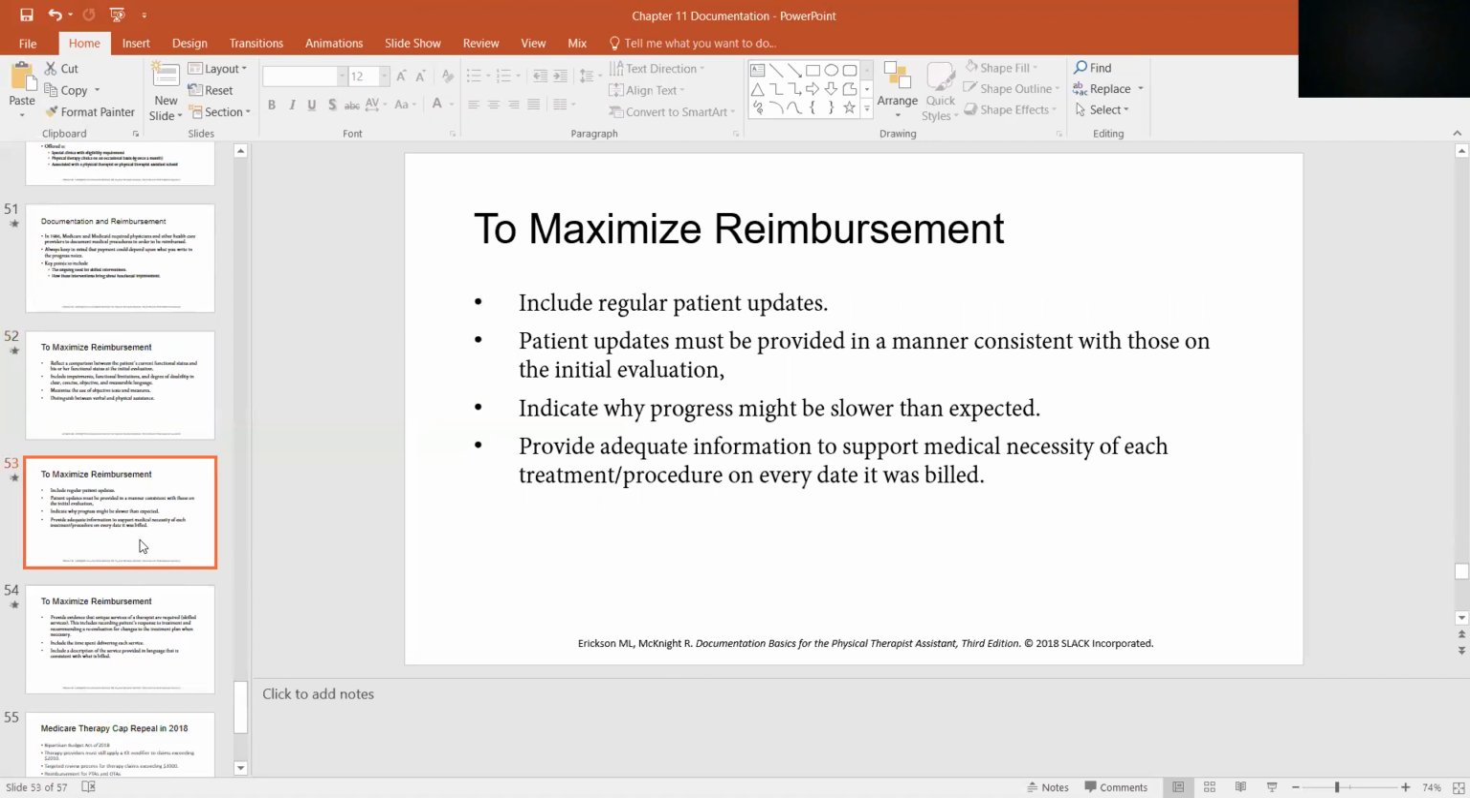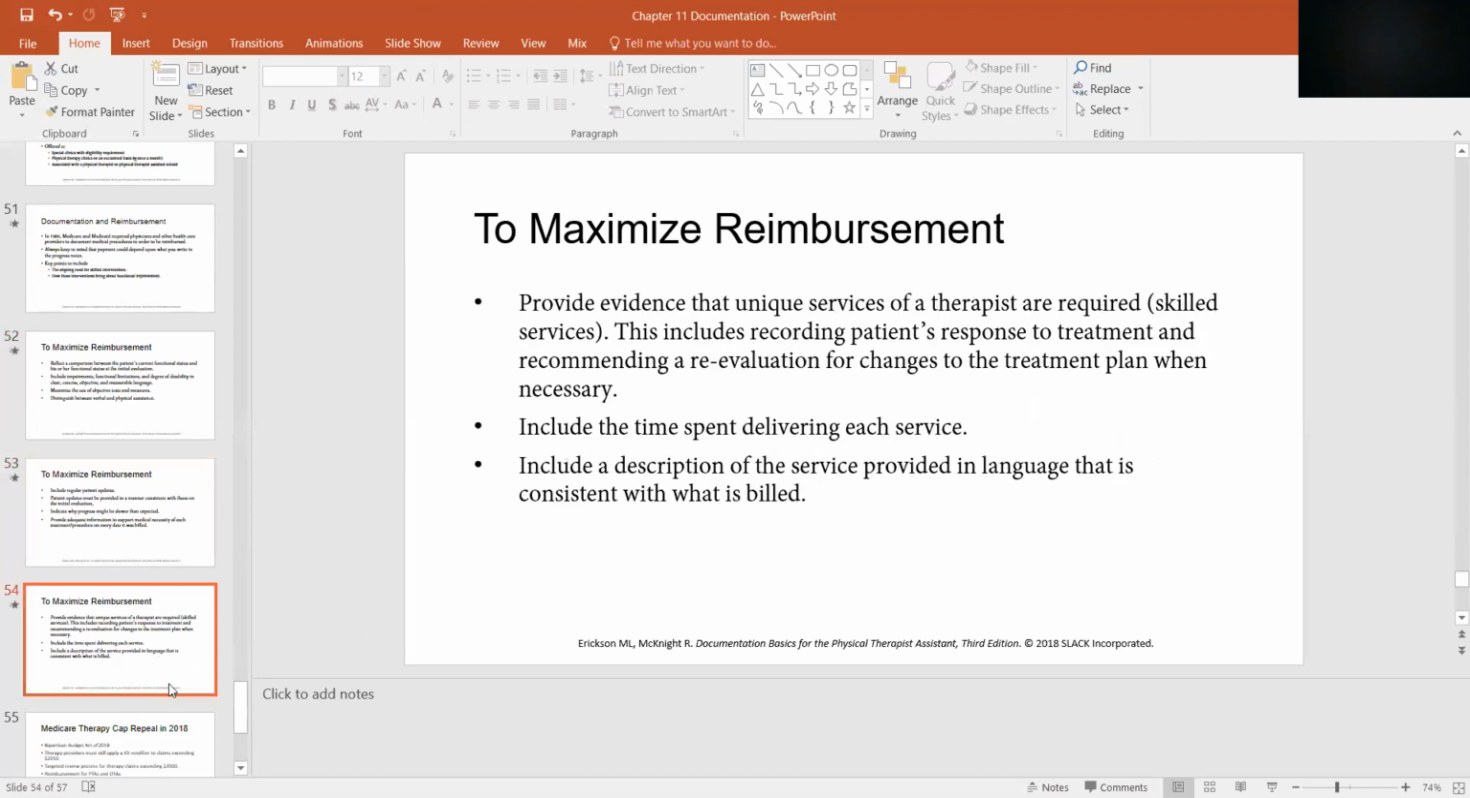You want to include regular patient updates. Updates must be provided in a manner consistent with those on the initial eval. Indicate why a process might be slower than expected, and provide adequate information to support medical necessity of each treatment procedure on every date it was billed. That sounds like a very monumental job, but once you get used to doing it, it won't be so bad. Maximize reimbursement: provide evidence that unique services of a therapist are required.